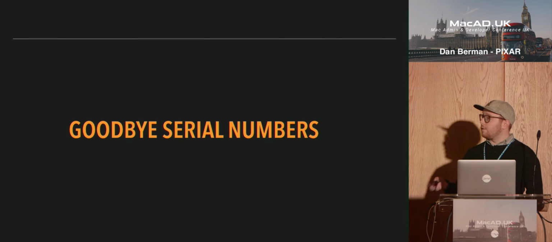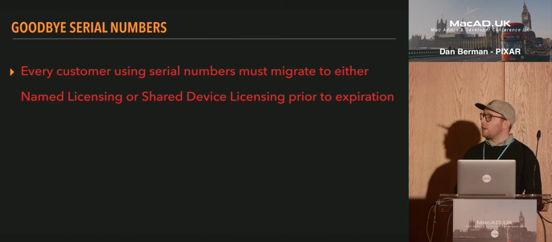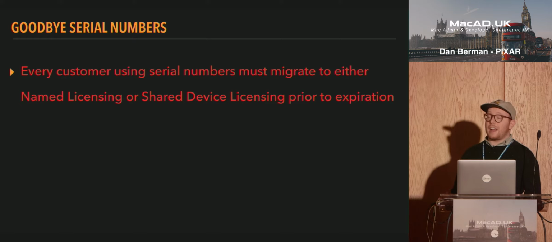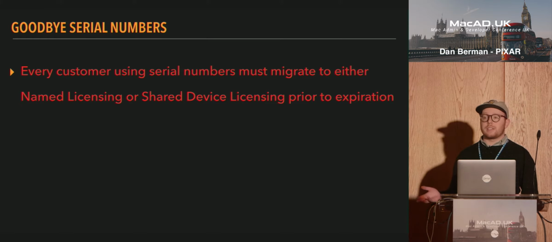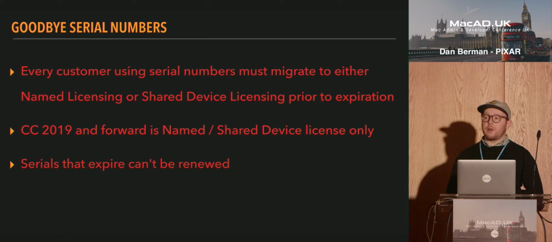So this all doesn't really matter, because serial numbers are a thing of the past over the next few months, or if you are lucky enough to have a serial number that expires in 2021, over the next years. So all customers that are currently using serial numbers are going to have to migrate to named user licensing or shared device licensing sometime from now until whenever your serial numbers expire. If you want to use CC 2019, you're going to have to move to named or shared device licensing. If you have any current serial numbers, Adobe is not going to let you renew those. You're going to have to migrate.